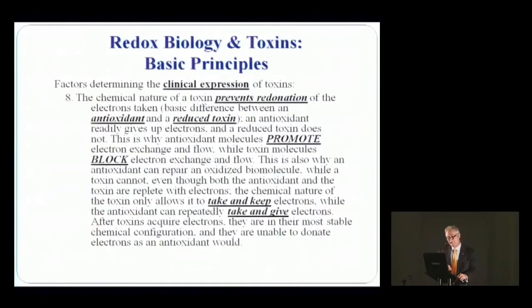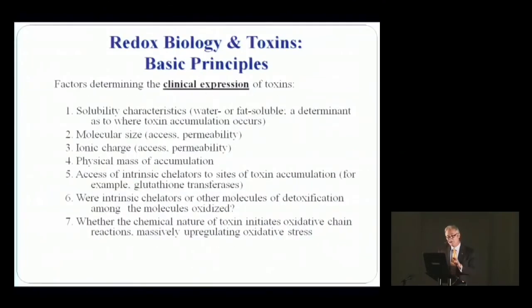I'll run through these real quick, but this just tells you why you can have such a wide variety of clinical expressions when toxins just do one thing, which is take electrons away. Different toxins have different solubility characteristics. They have a different molecular size, permeability. They may be ionic or neutral. Over a long period of time, they can actually have an increased physical mass in tissue, blocking function.